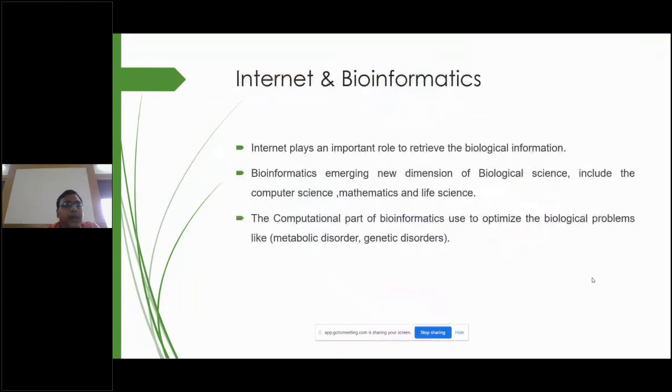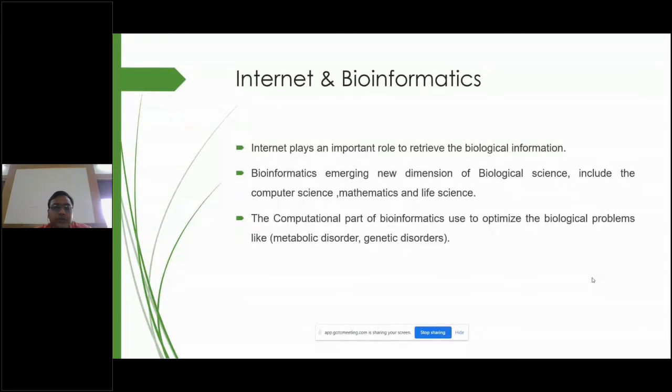The internet and bioinformatics. What is the role of the internet in bioinformatics? The internet plays an important role in retrieving biomedical information. Bioinformatics, emerging as a new dimension of biological science, includes computer science, mathematics, and life science. The computational part of bioinformatics is used to optimize biological problems. Now you are thinking about where you are using bioinformatics. You are already aware of bioinformatics in today's day-to-day practice.